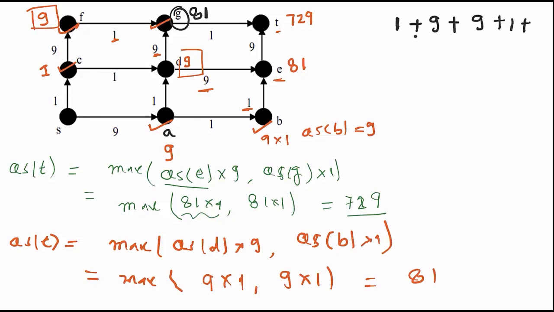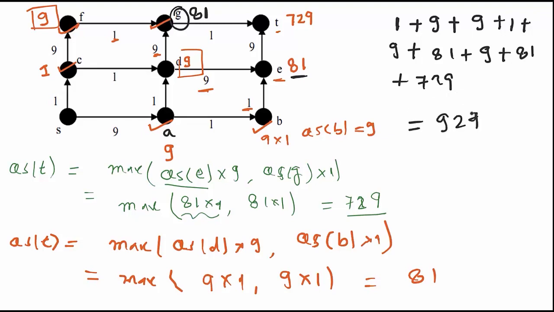quality score of D is 9, plus quality score of E, where is E? It is 81, plus quality score of F, which is 9, plus quality score of G is 81, plus quality score of H. Okay, H is not there, directly T is there. So quality score of T is 729. If we sum it up, then it will come around 929. Okay, this is the answer that we get after summing it up.